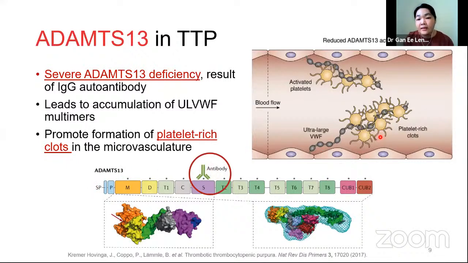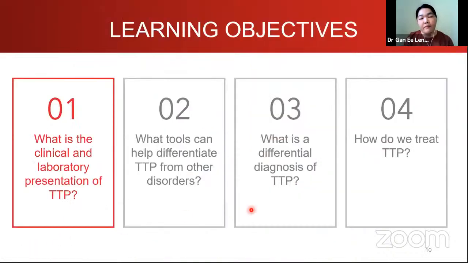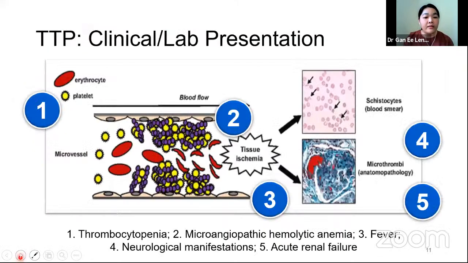Okay. The picture on your right hand side describes the ultra-large von Willebrand factors, which are very sticky, very hyperactive. So when you don't have the enzyme to cut the ultra-large von Willebrand factor, it gets longer and longer. It attracts and activates all the platelets and causes platelet-rich clots in the microvasculature. And depending on the site of thrombosis, patients can come in with multiple clinical presentations. So by understanding how ADAMTS13 works, we can roughly know what the clinical and lab presentation of TTP is, which is the first part of the talk.